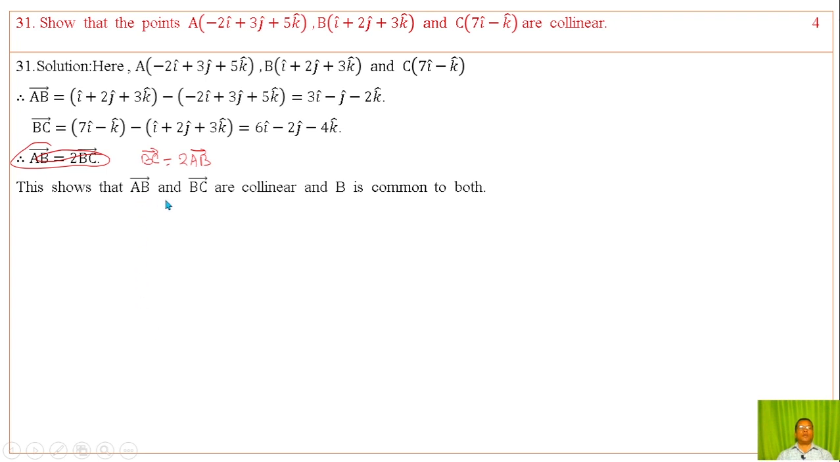This shows that AB and BC are collinear vectors and B is common to both. Thus the points A, B and C are collinear. To show points are collinear, we have to do this.